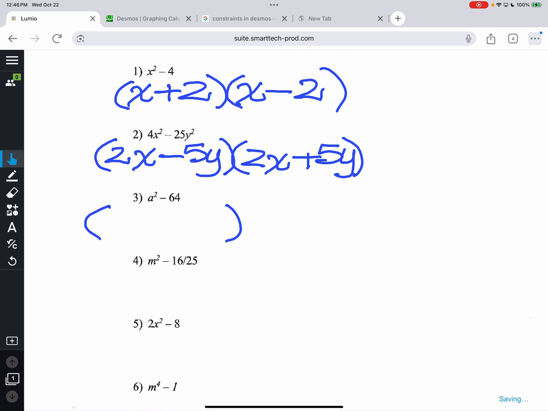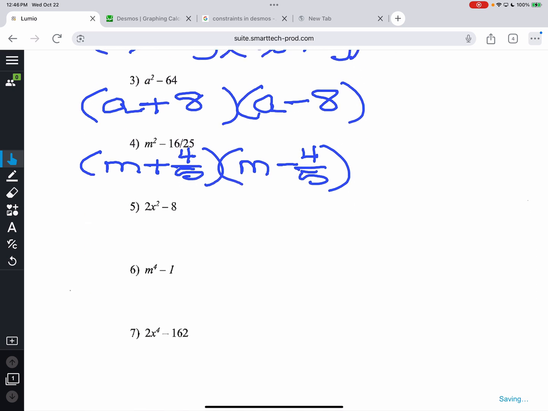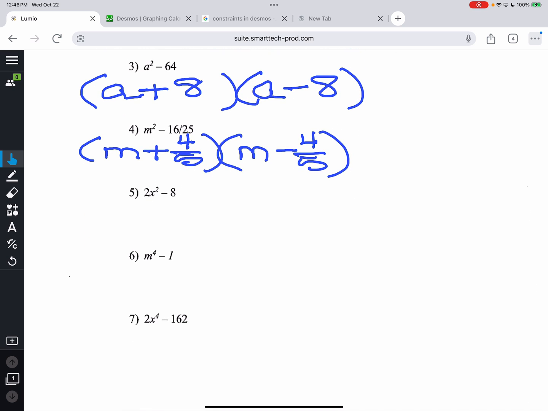What about number 3, Baxter? A plus 8 and A minus 8. Excellent. Sophie, number 4. What would we get? M plus 4 over 5. Yes, it would. Take the square root of both. Excellent job. And then M minus 4 over 5. Great job.